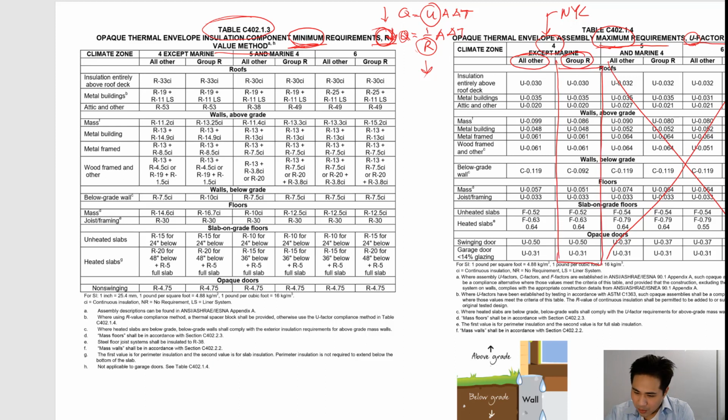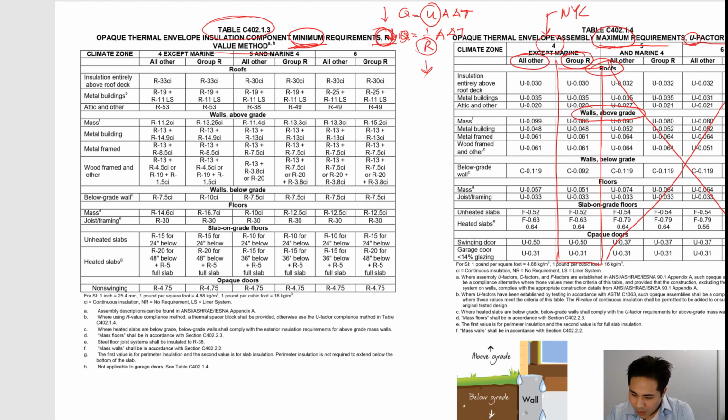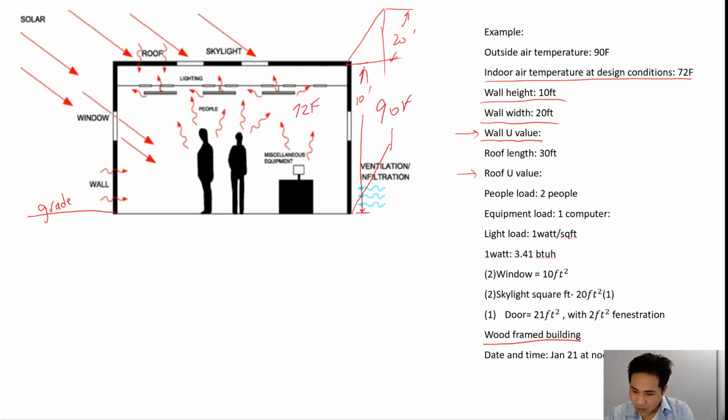Now, this is split up into a couple of sections. One is the roof. Here are the walls above grade, which is what we need to look for. And in this example, we have a wood frame building, so we're going to look for this one here, wood framed, above grade. So the U maximum is 0.061. So here is 0.061 as the U value.